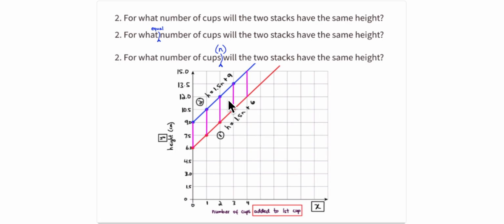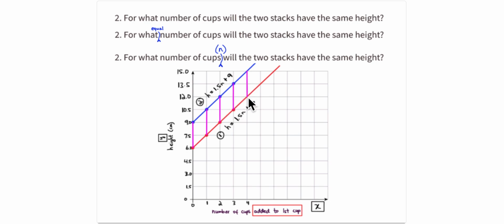And because they are parallel lines, the larger size is always 3 centimeters taller than the smaller size cup, because it starts out 3 centimeters taller. It's 9 centimeters compared to 6 centimeters. So that 3 centimeter difference is always maintained. I add a cup to each stack. It's 1.5 centimeters taller in both cases. The difference is still that 3 centimeters. Add another cup, that difference is still 3 centimeters, and so on.